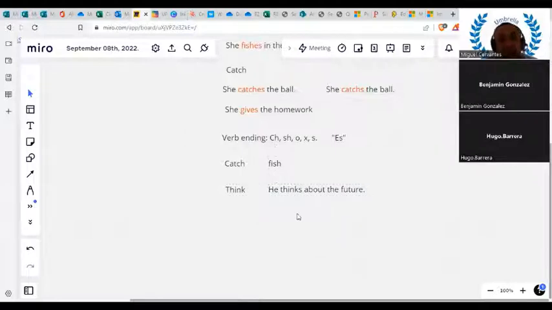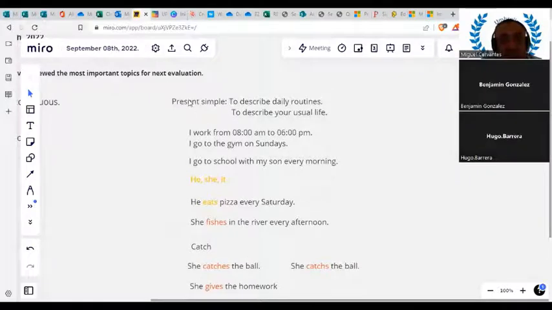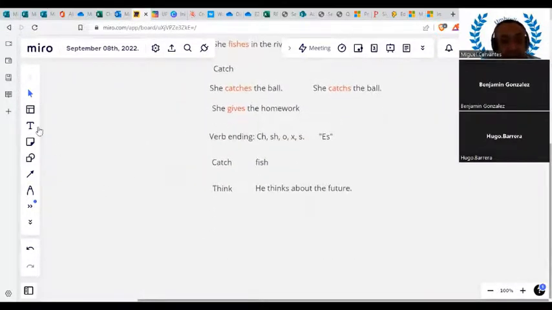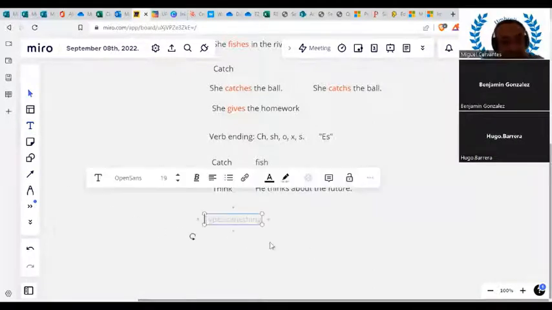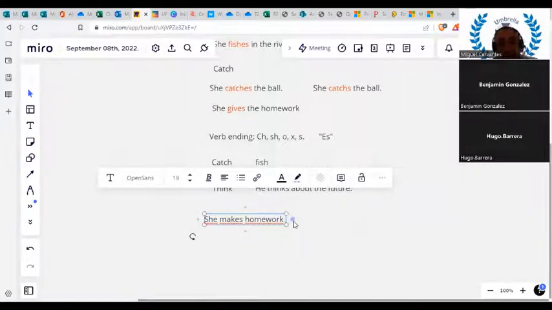Please, Hugo, can you tell me one example using simple present, please? He makes homework. Good. She makes homework today. Okay, she makes homework.